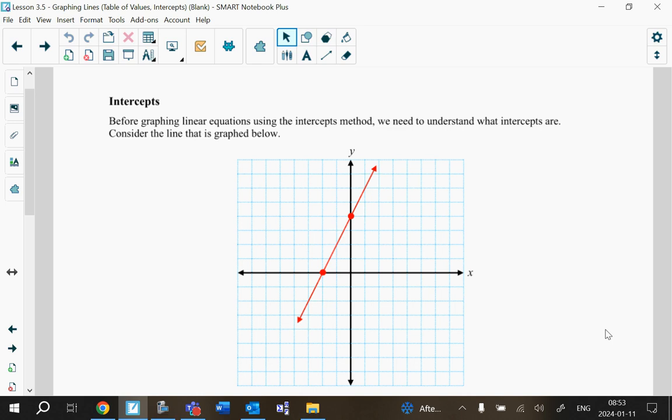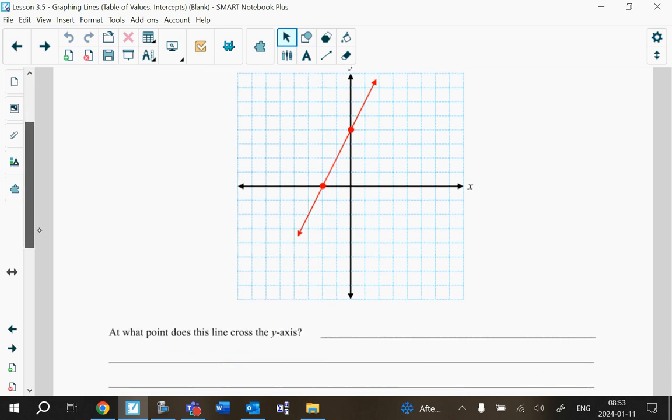We find the point where the line crosses the x-axis, and we find the point where the line crosses the y-axis. Okay? So you can see here, this line has 2 points on it. And here's where it crosses the y-axis. Here's where it crosses the x-axis. What is the coordinate where it crosses the y-axis? What coordinate is that? 0, 4.